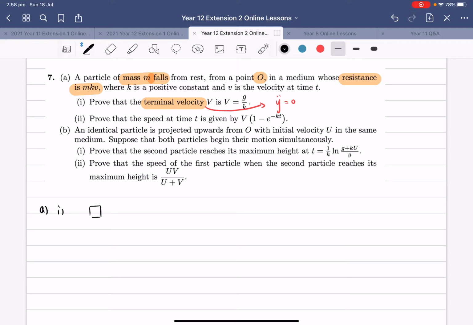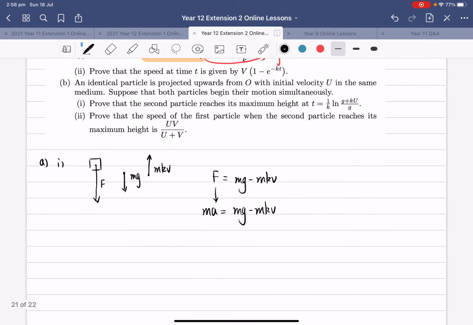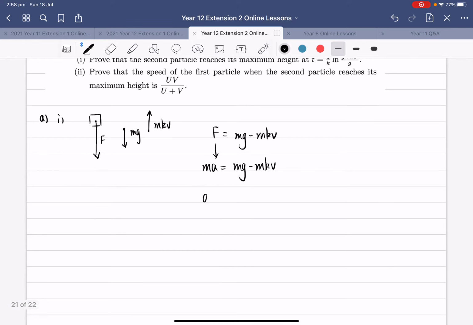All right, so we've got a particle, an object going downwards. There's a force that goes down. The gravitational force is mg, which is going downwards as well. Next there's a resistant force that goes up, which is mkV in this case. So the equation of motion is just going to be F equals positive mg minus mkV. Then F equals ma is equal to mg minus mkV, and divide both sides by m. Acceleration is equal to g minus kv.